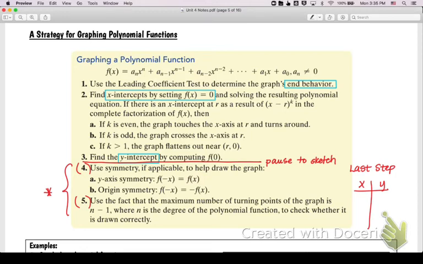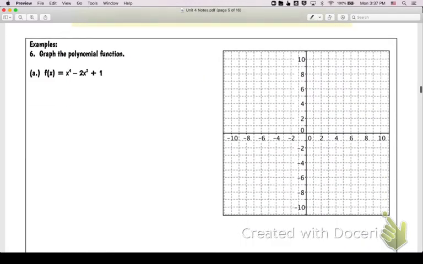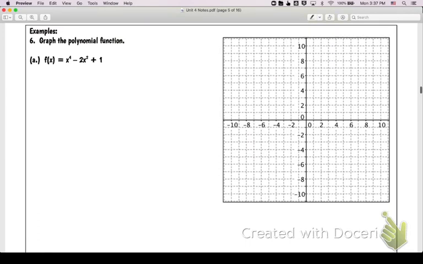So I'm going to do just one example here, and then you can look at the other one that is posted online. So let's work through example 6 together, and then I'm going to let you try number 7 on your own. So number 6, in order to graph the polynomial function, we have f of x equals x to the 4th minus 2x squared plus 1. So let's start down our steps.